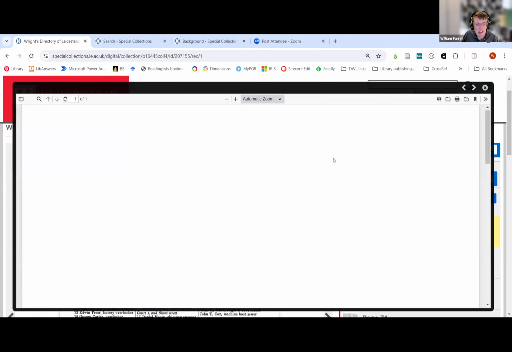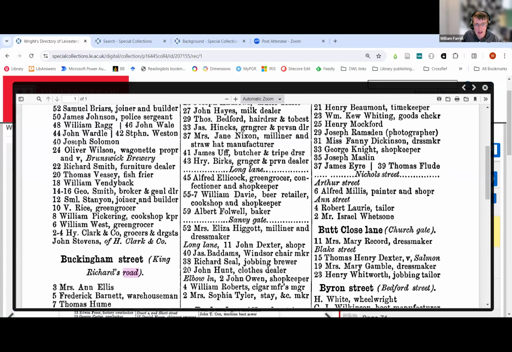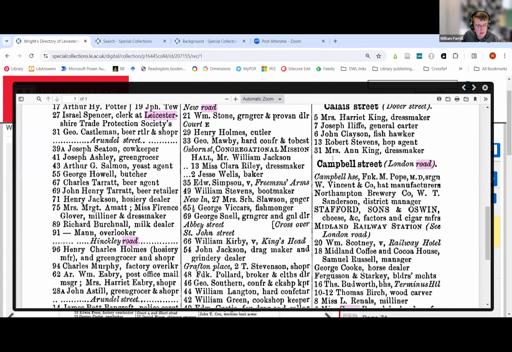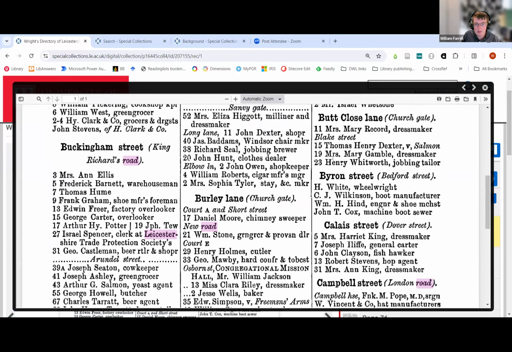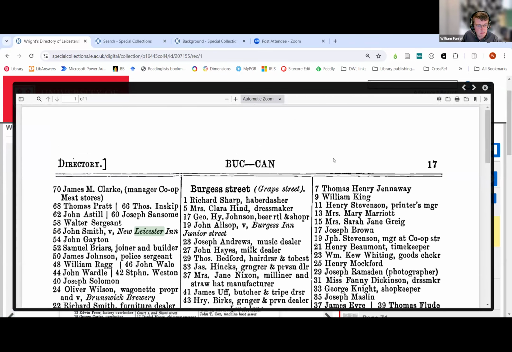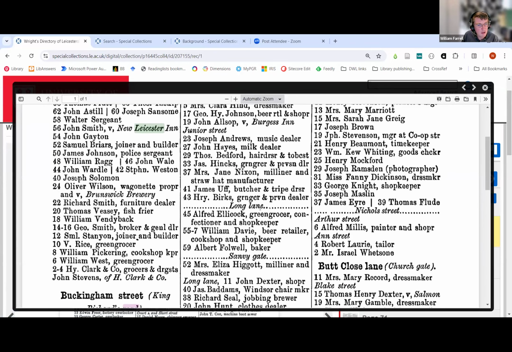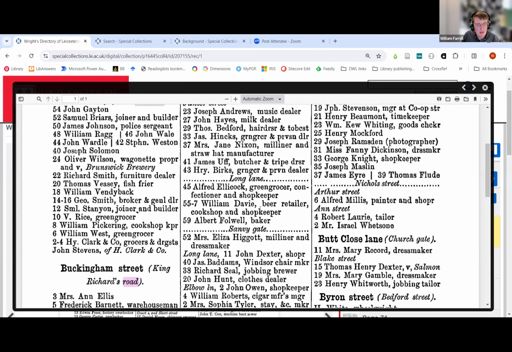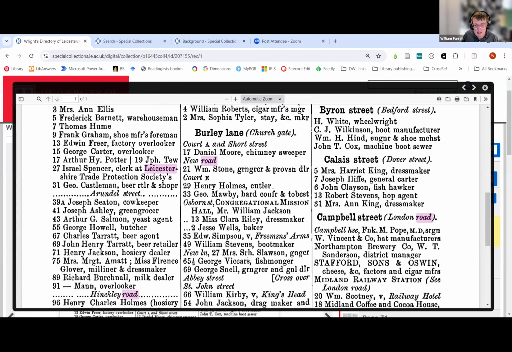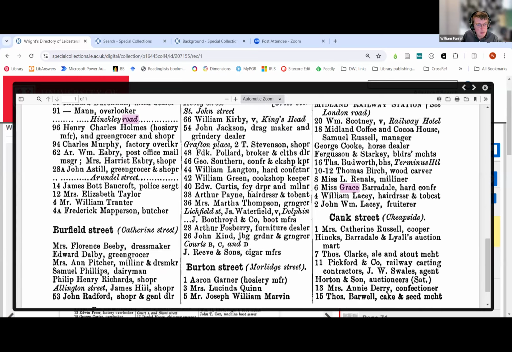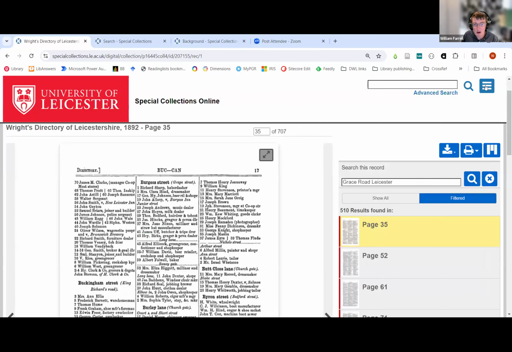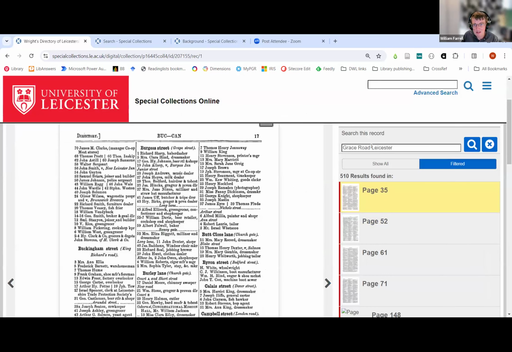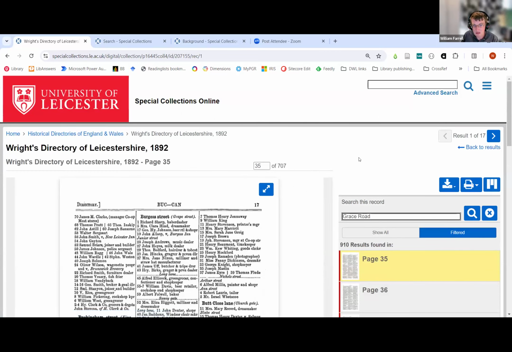I'll expand again, and this is an example of how it can be annoying because it's found the word Leicester, the word Grace as somebody's name, and the word road, but that's not the Grace Road in Leicester that I wanted. So I'm just going to take Grace Road out, Leicester out and research.